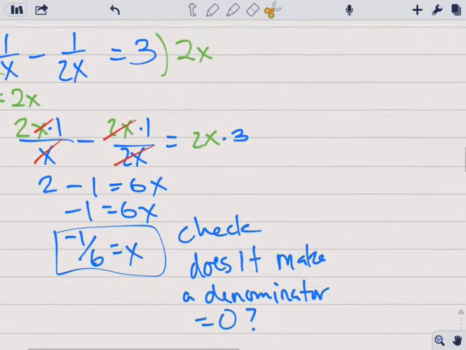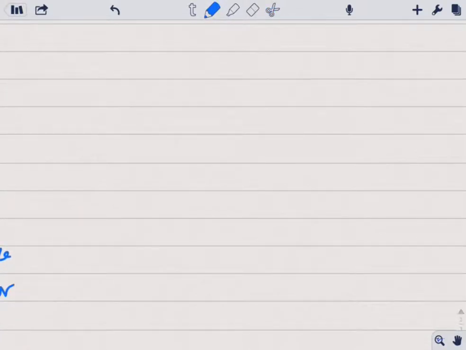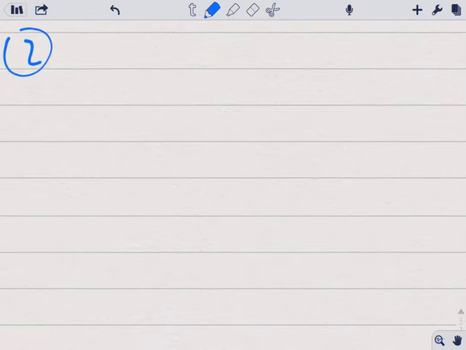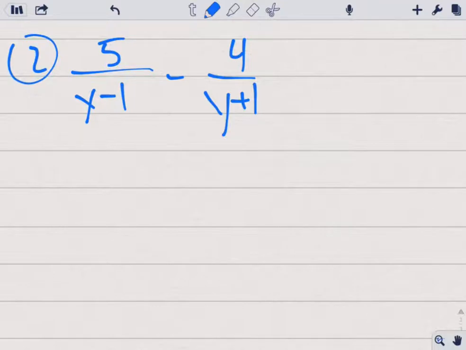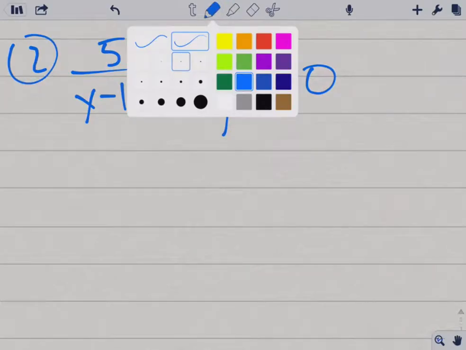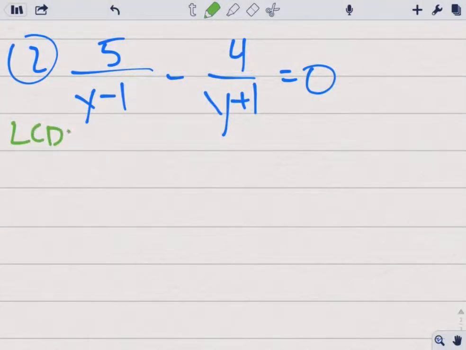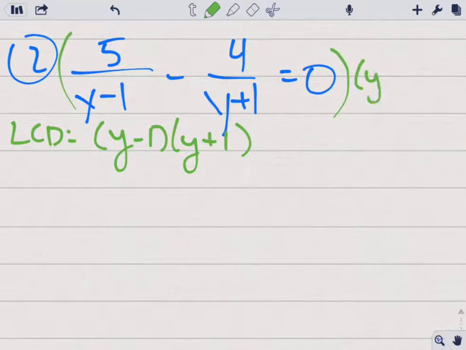All right, let's look at another one. This is number 2. All right, number 2 is 5 over y minus 1 minus 4 over y plus 1 equals 0. Okay, so we need to find our LCD. LCDs start to get a little more complicated. Our LCD is y minus 1 times y plus 1. Okay, so that's what I multiply by.